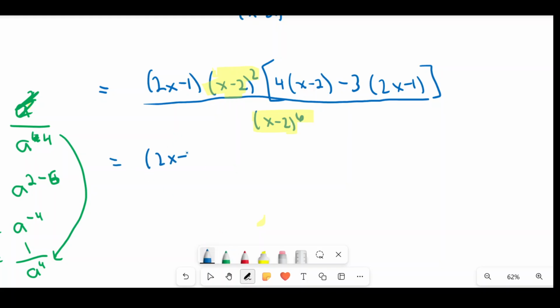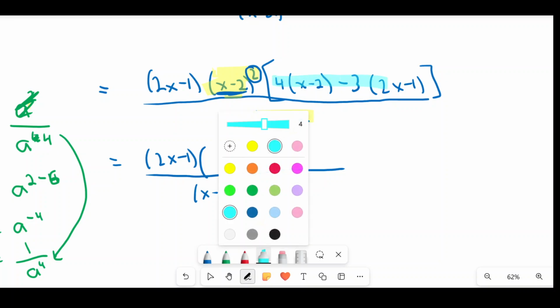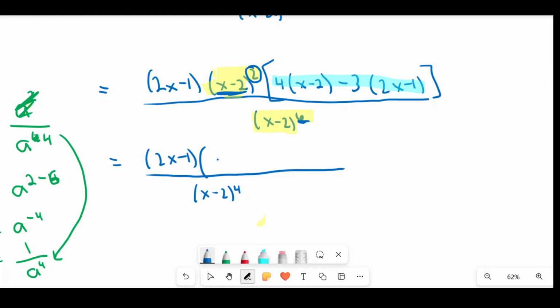So I'm going to still have this 2x minus 1. I'll get to that bracket in a second. The denominator is now x minus 2 to the 4. Again, because these two versions of x minus 2 canceled 2 out of the 6 that are in the denominator. So I'm left with 4 there. So now let's look at what's happening in this squared bracket. So I need to expand, collect like terms, and see what else I can do.